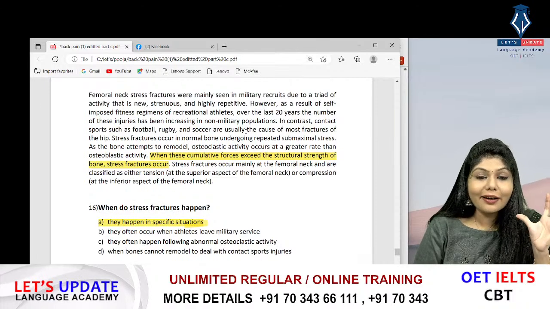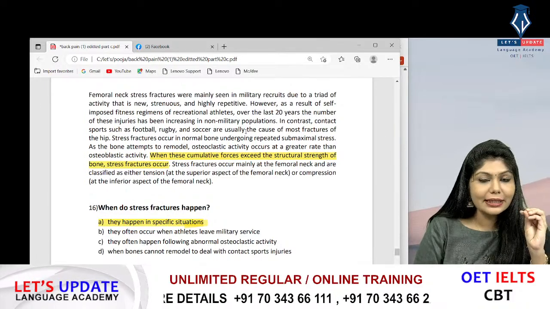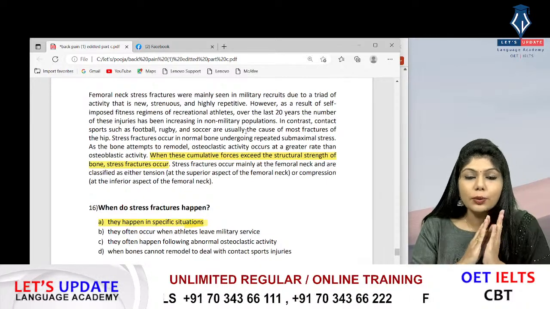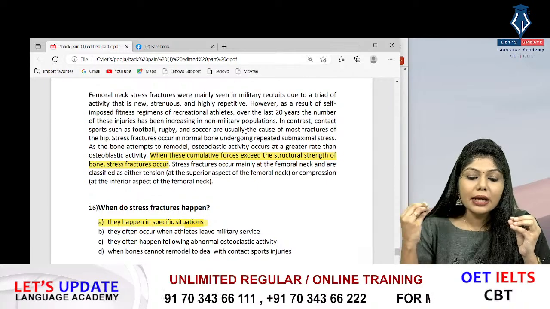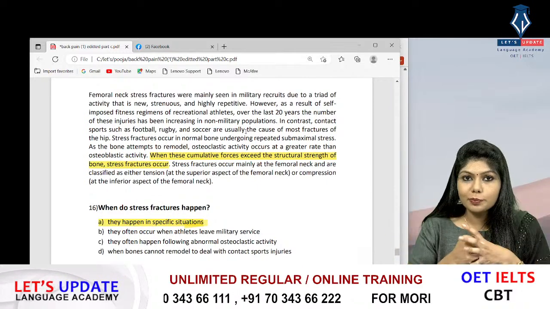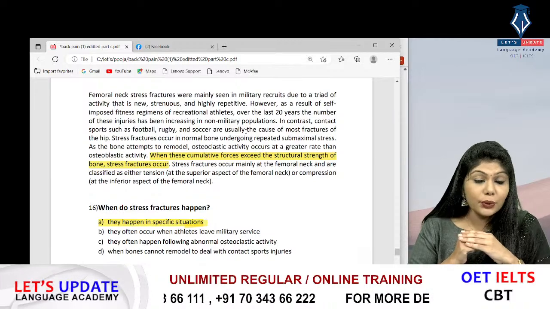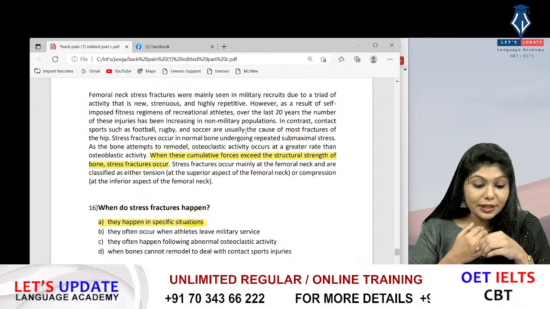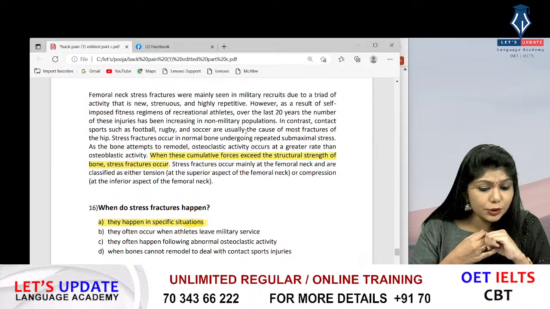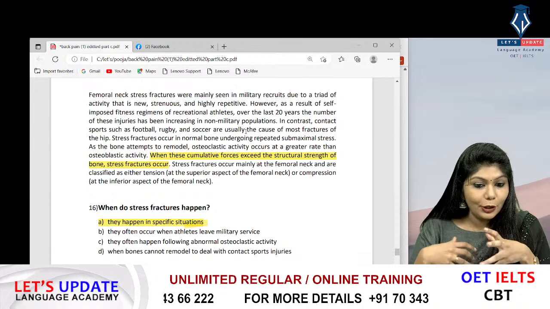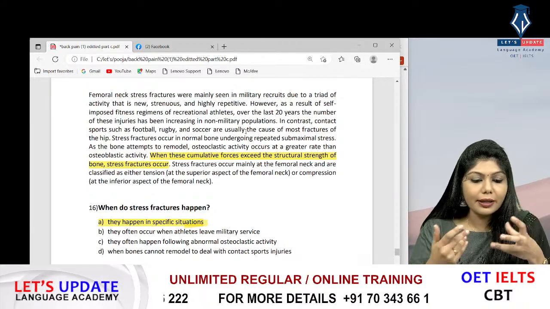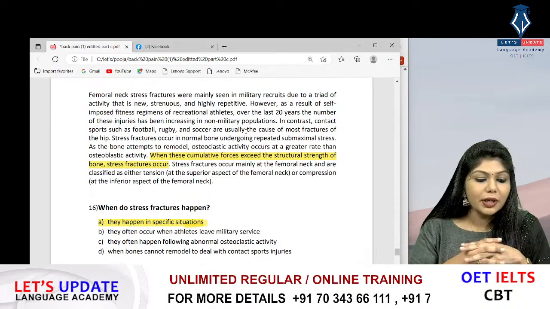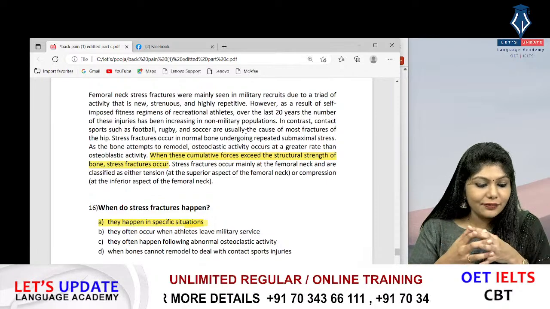They are asking when it happens. Yes, it happens in specific situations. What are the specific situations? That is when the cumulative forces exceed the structural strength of the bone. That is when it happens. You can eliminate B, C, and D. In B, what have they mentioned? They often occur when athletes leave military service. No, it's not when they leave it. It could happen while they are in the service, because of the kind of activities they do, but not when they leave the service.